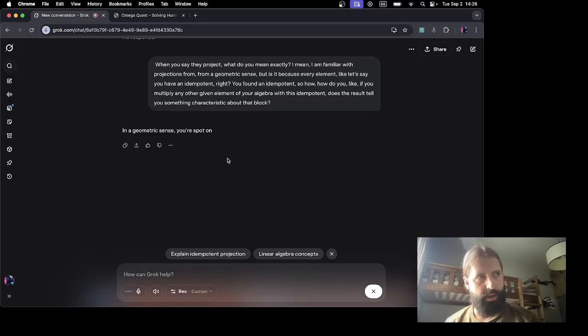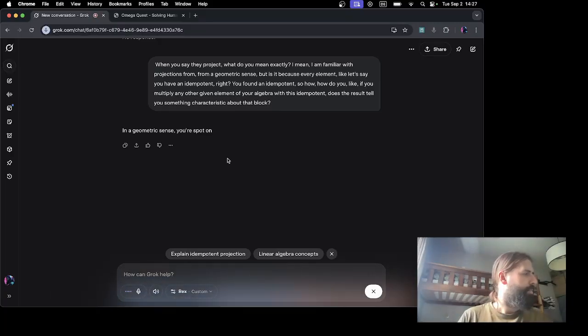Exactly. You're thinking along the right lines. When I say an idempotent projects, I mean it acts like a filter or a spotlight, picking out just the piece of the group algebra that belongs to a specific block. If you take any element in the group algebra and multiply it by an idempotent E, the result is an element that lies entirely in the block associated with E. It's like projecting a vector onto a subspace in geometry. Only the components in that subspace survive.